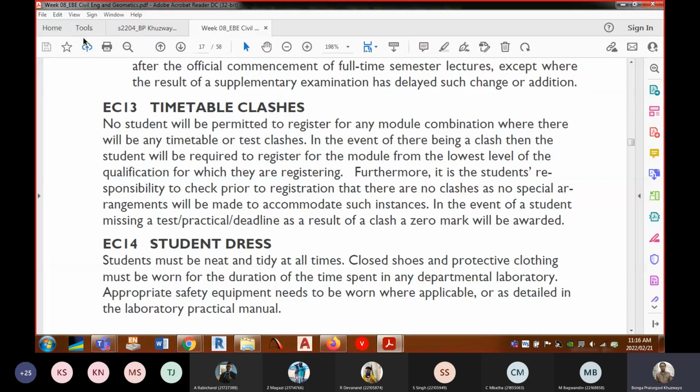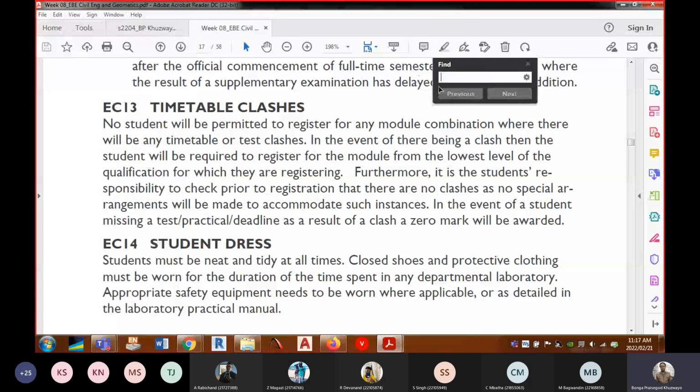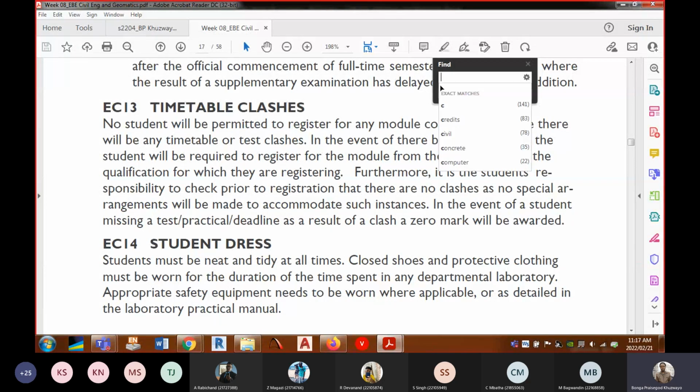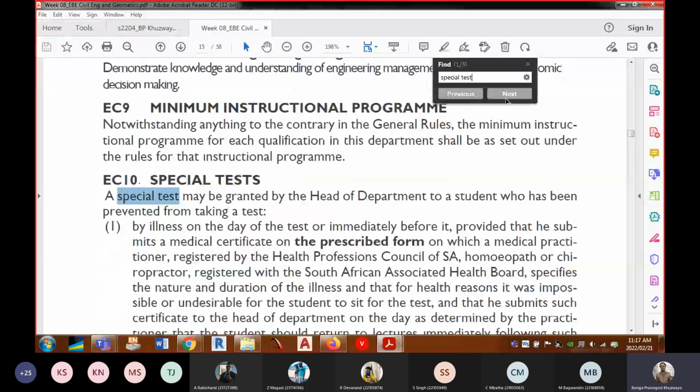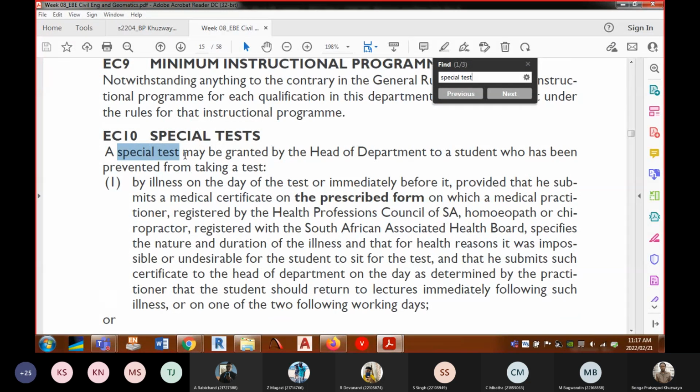And then the next thing we need to discuss is still under tests. Okay, so spatial test, I think they call it. Right, let's see what they say here. EC10, this is the rule. You need to read the entire EC10.